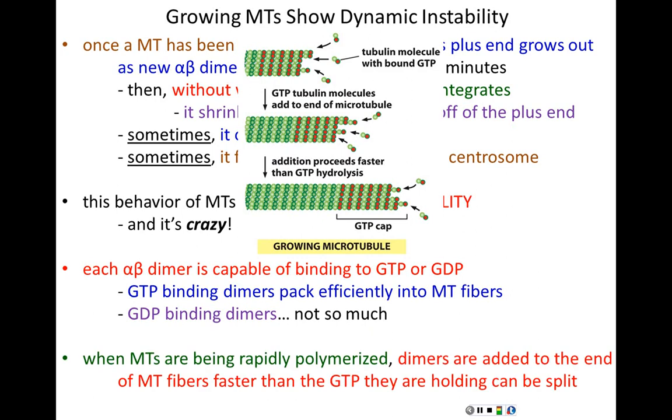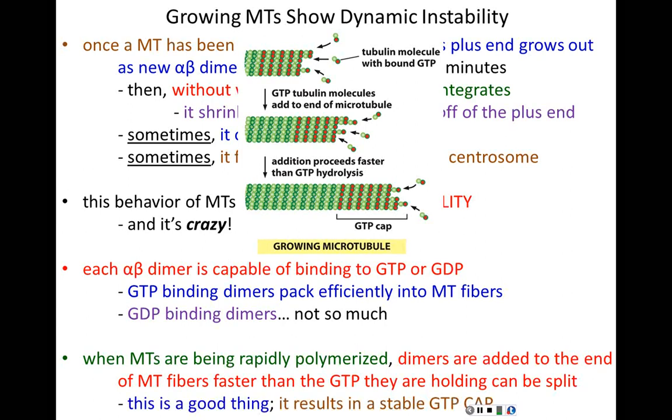Usually this is okay. When microtubules are being rapidly polymerized, the dimers that are being added onto the end of the fiber contain GTP, and so they form a stable cap because the GTP-containing dimers pack efficiently and readily into microtubules. The alpha-beta dimers deeper into the fiber have hydrolyzed their GTP to GDP, so they are no longer stable microtubule subunits, but they're so integrated into the fiber already that they can't pop out on their own.